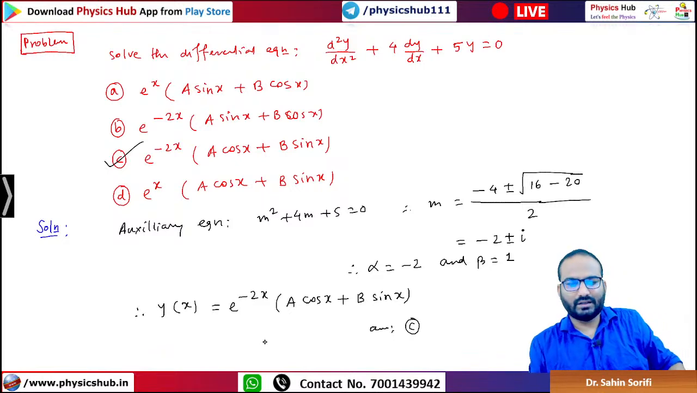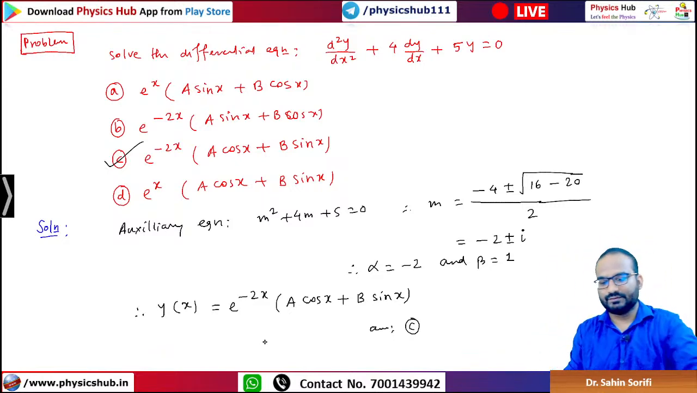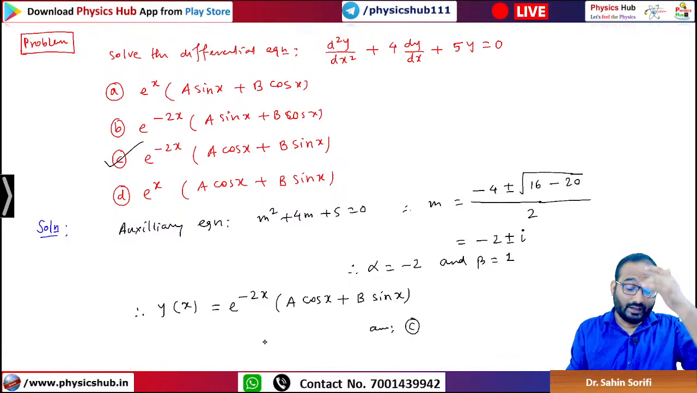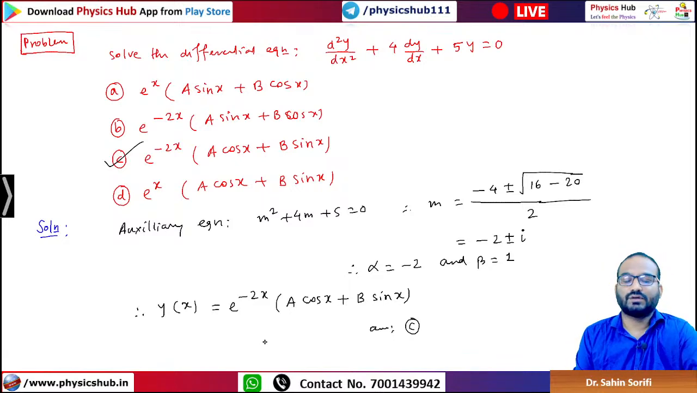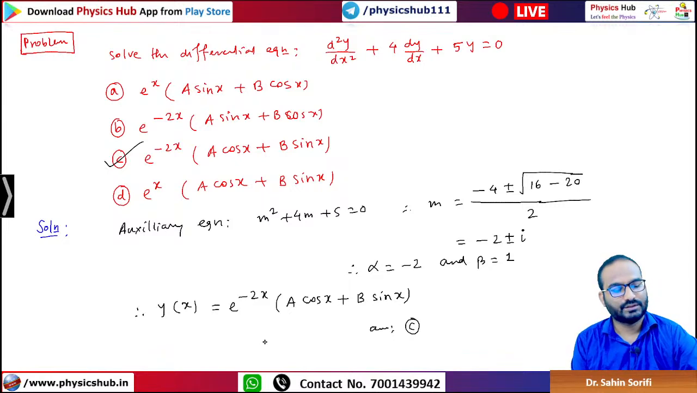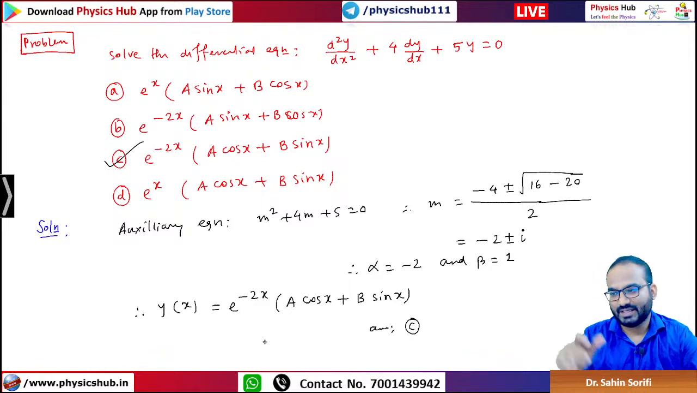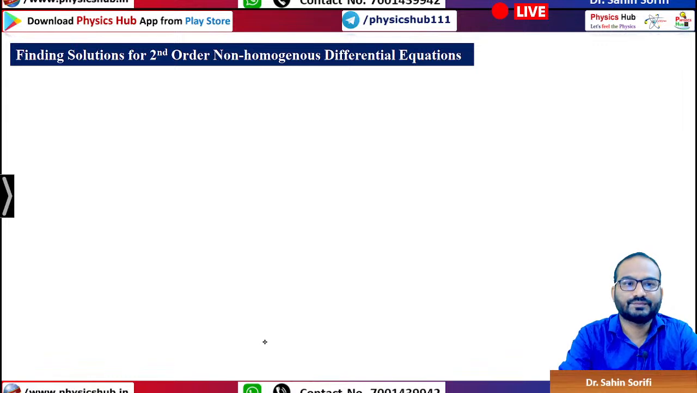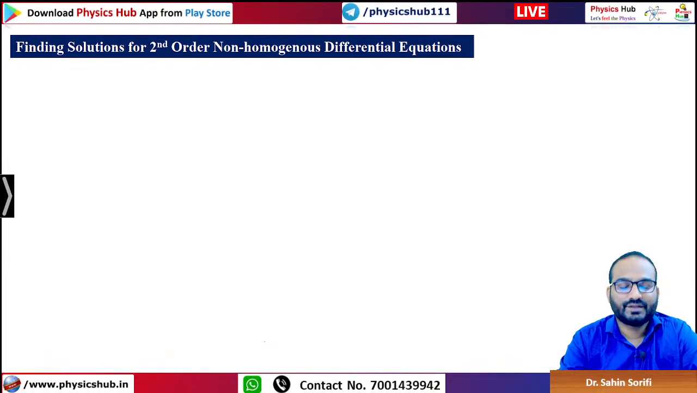So I hope you have understood all the three types. We have considered three types and we have also given you three problems based on that. Now let's consider the non-homogeneous solutions. So means the right hand side is not equals to 0. There may be some sinusoidal functions, there may be some exponential functions or some other algebraic functions may be there. So let's talk about finding solutions for second order non-homogeneous differential equations. Give the heading quickly.